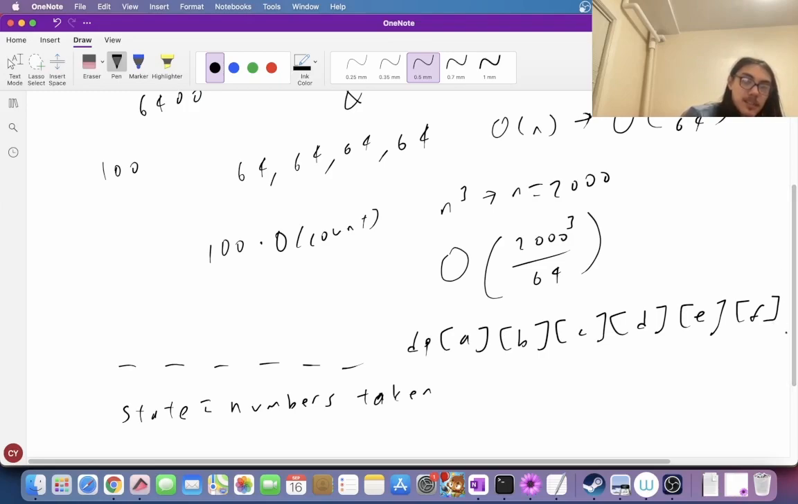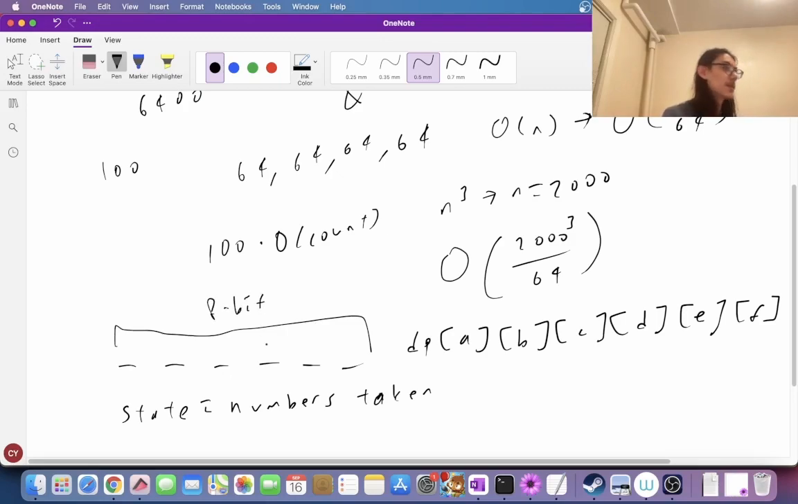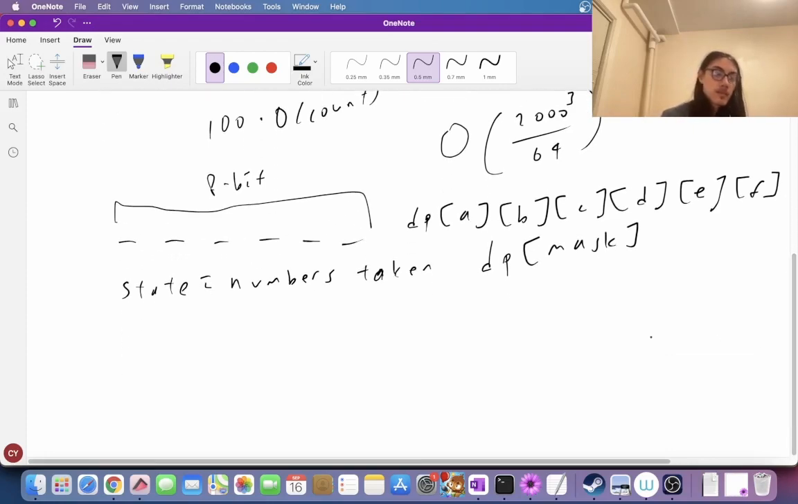Instead, you can compress all these into a number. This can be, for example, a 6-bit number, or an 8-bit number, or a 20 or 32-bit or 64. It doesn't really matter, but the point is these can be compressed into a number. And then we compress it all into a single bitmask. This bitmask represents these 6 variables, but it's all inside a single number. And so that is the idea behind bitmask DP. There will be a few examples of this in the practice problems too.